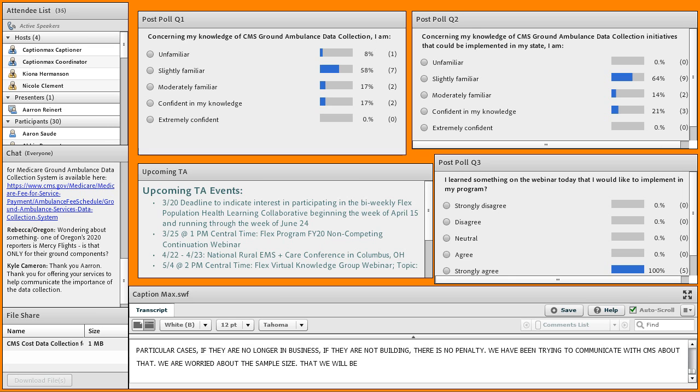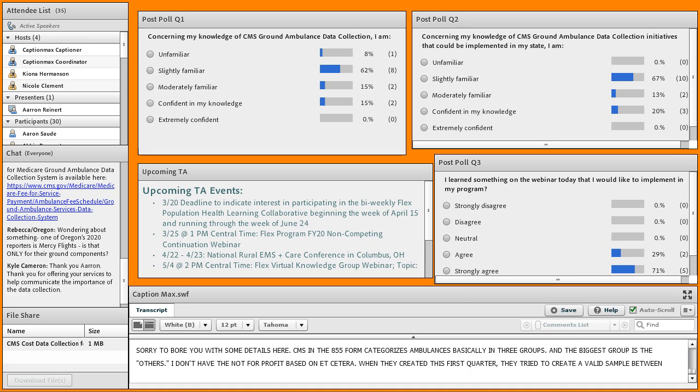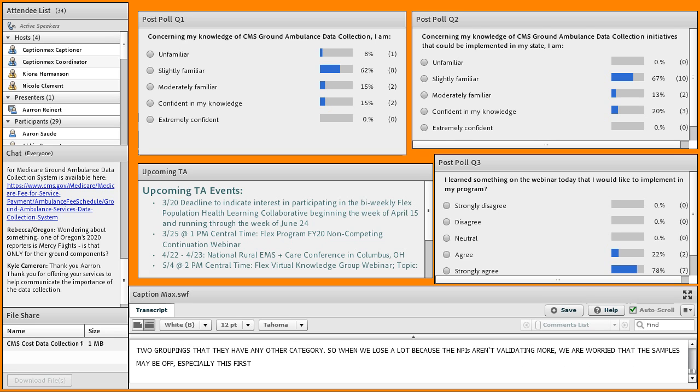My question is we have a couple services that were picked that are no longer in service but were purchased by another service, or they're no longer in business. How would that happen? What would they do then? Yeah, so again, CMS used the MPI number, so it's extremely common that the MPI number no longer exists. The provider went out of service. And so in those particular cases, if they're no longer in business, they're not billing and there's no penalty. We've been trying to communicate with CMS about that. We're worried about the sample and the sample size, that we'll be missing respondents because they actually use the sample.